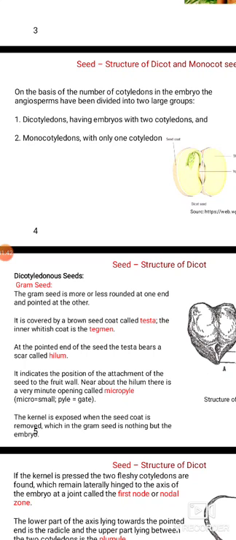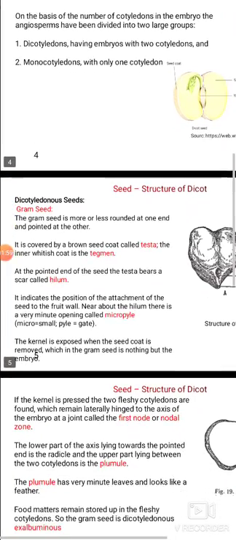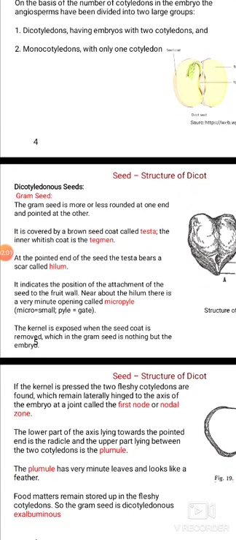At the pointed end of the seed, the testa bears a scar called hilum. It indicates the position of attachment of the seed to the fruit wall. Near the hilum, there is a very minute opening known as a micropyle.